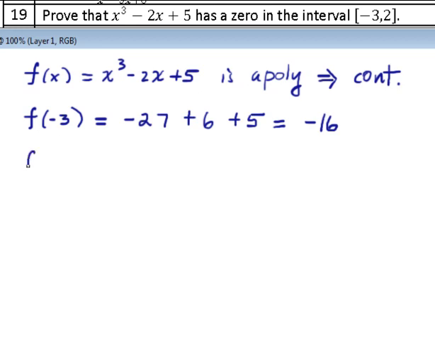Now let's see where the function ends up. Let's substitute in 2. So here we have 2 cubed, that's 8, minus 4, plus 5. Okay, so that's 4 plus 5, that's 9. All right, so the function starts off at minus 16. It ends at 9. All right, now 0 is in between these two values.